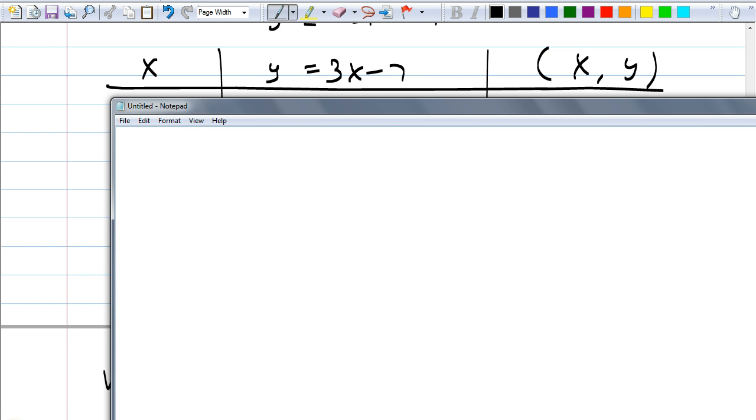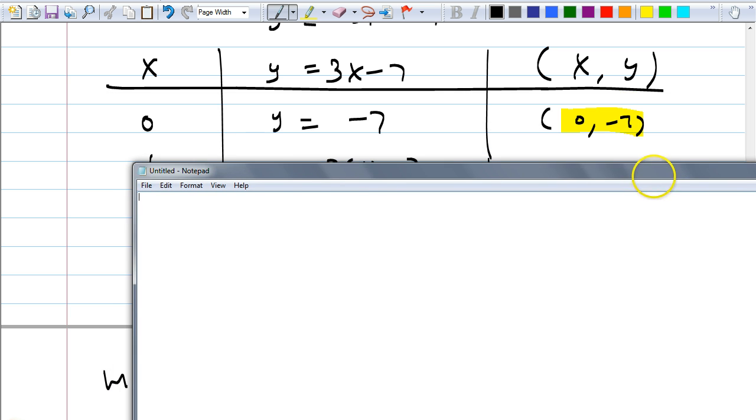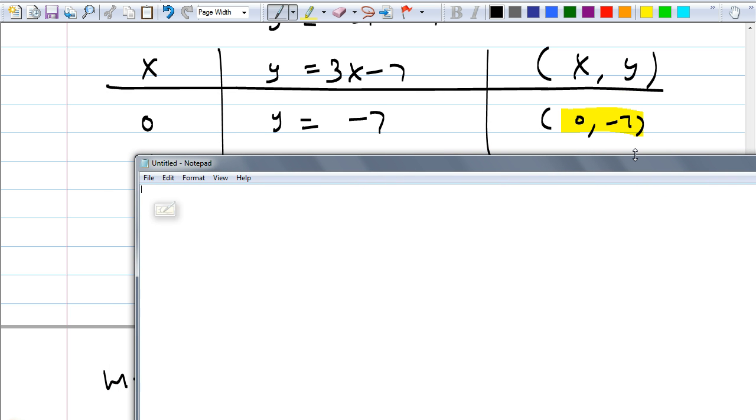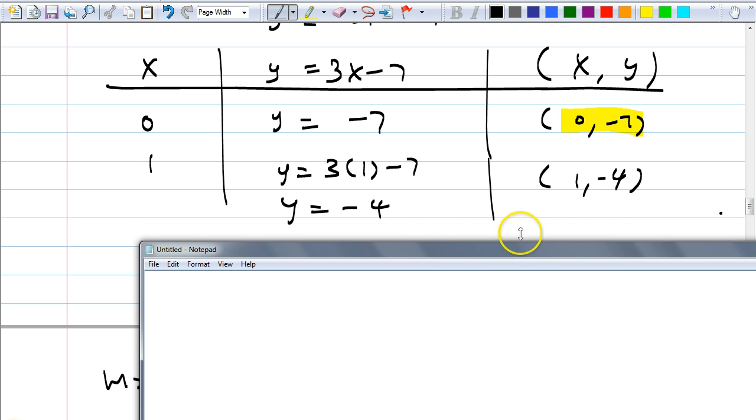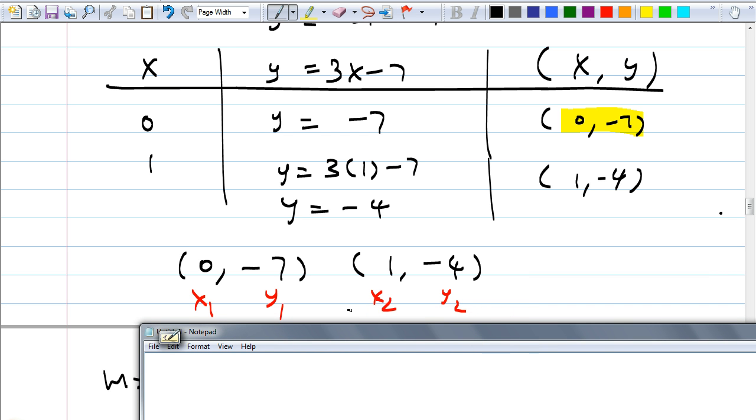Andrew, what did you get for the y value when x equals 0? I got -7. That's correct. So the ordered pair is 0, -7, right? Savannah, when you plug in x equals 1, what did you get for your y? -4. Now, do we know how to find the slope of this line? Since we have 2 points, I call x sub 1 for 0, y sub 1 for -7, x sub 2 for 1, and y sub 2 for -4. Go ahead, plug into this formula, see what you get.